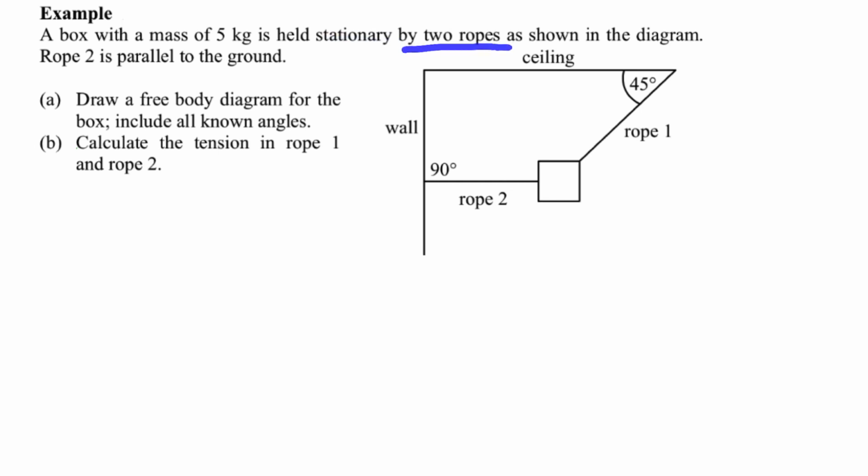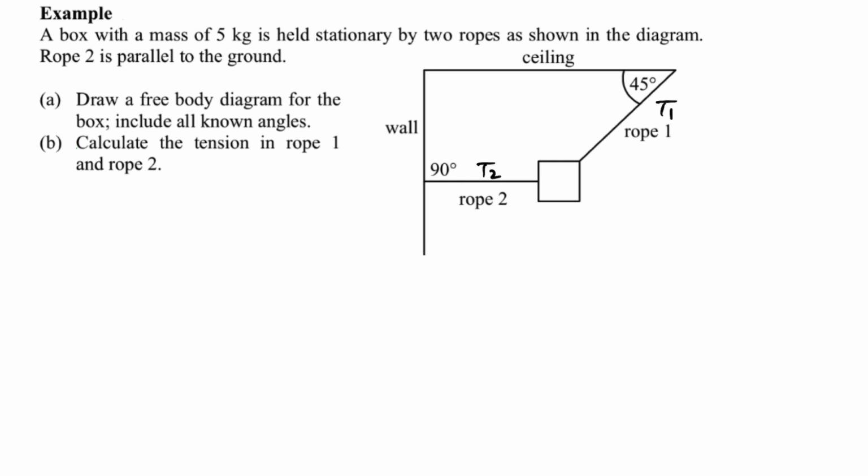It is held by two ropes shown in the diagram below. Rope 2 is parallel to the ground, which is rope 2 and rope 1. So we'll label this one T1 and this one T2.